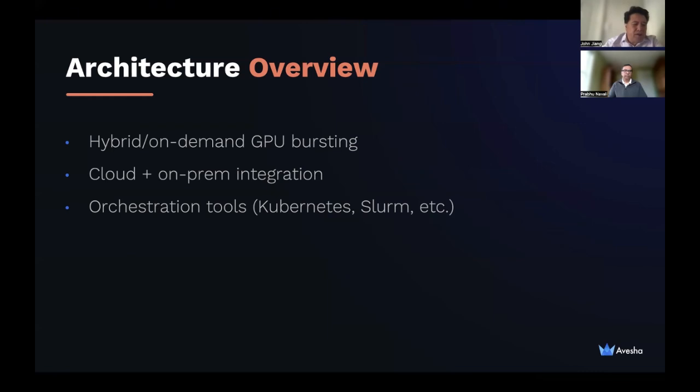Third, you need orchestration tools. Whether you're using Kubernetes, Slurm, or other job schedulers, these tools manage the actual bursting process. The beauty of this architecture is that it's transparent to your end users. They submit jobs as usual, and the system handles the resource allocation behind the scenes.